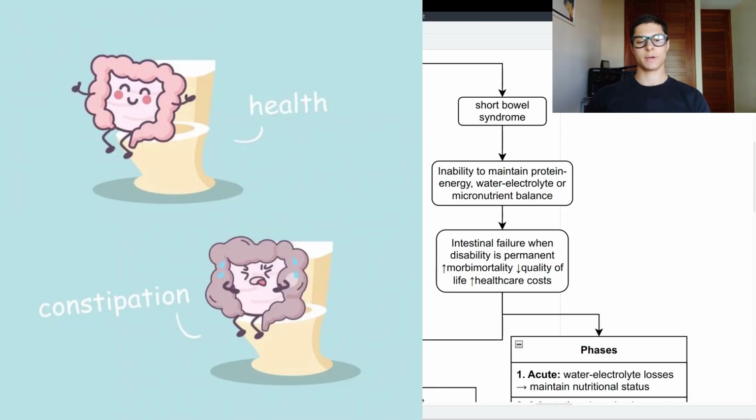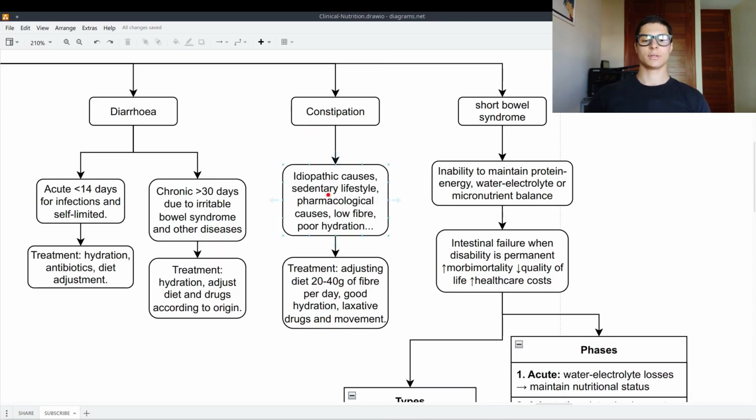On the other hand, constipation, idiopathic causes. Sedentary lifestyle, pharmacological causes, low fiber, poor hydration are correlated to constipation. The treatment is adjusting the diet with 20 to 40 grams of fiber per day. Good hydration and laxative drugs and also movement will help us treating constipation.